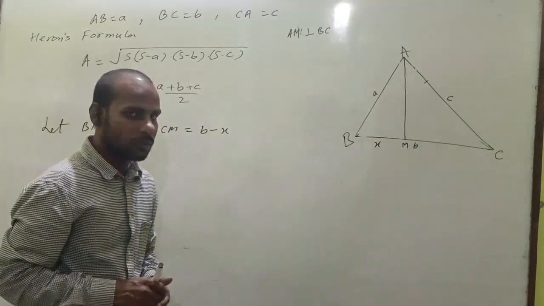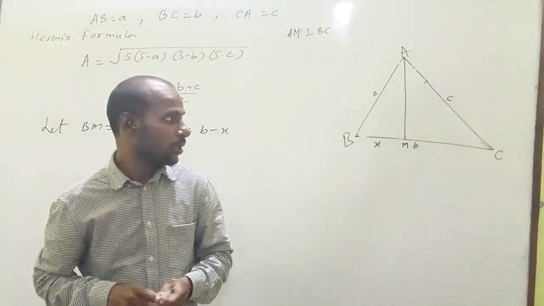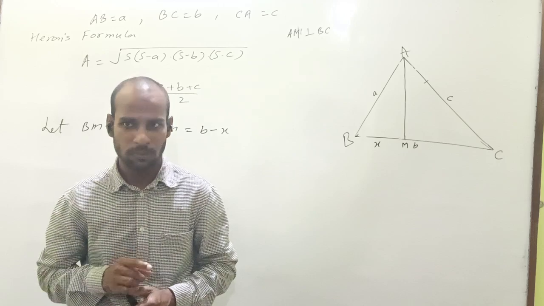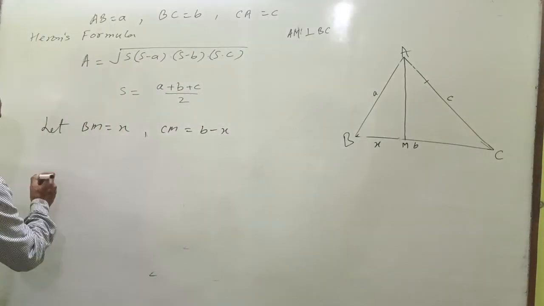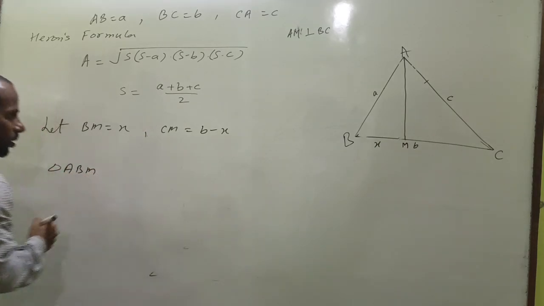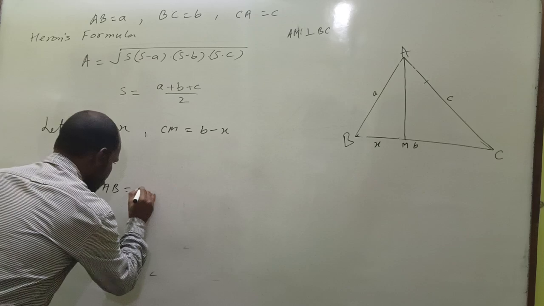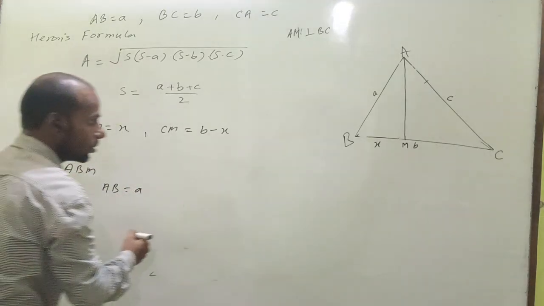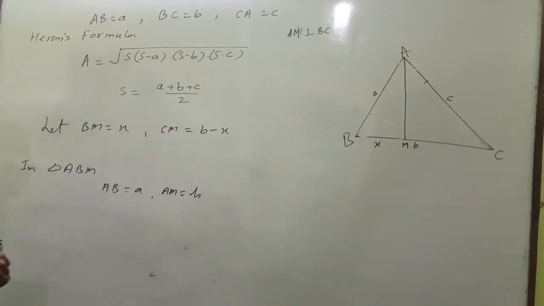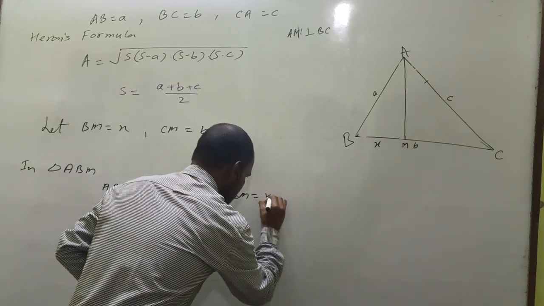Now we can apply the famous formula of Pythagoras in a right angle triangle, as we know that in a right angle triangle the square of the hypotenuse is equal to the square of the perpendicular plus the square of the base. So in triangle ABM, we know that AB is equal to A, AM is equal to, let it be H, and BM is equal to X. We have already considered that here.